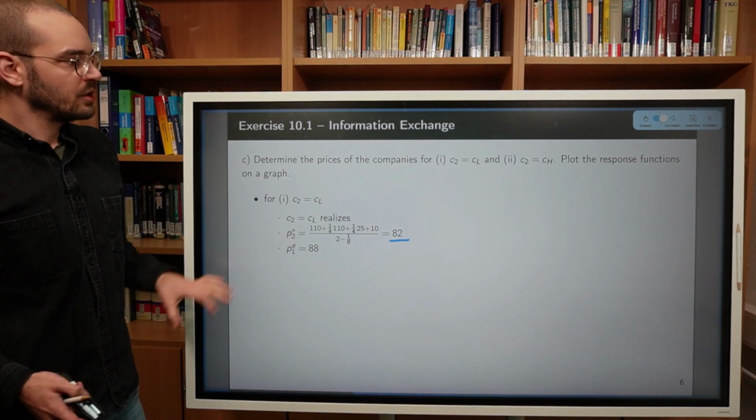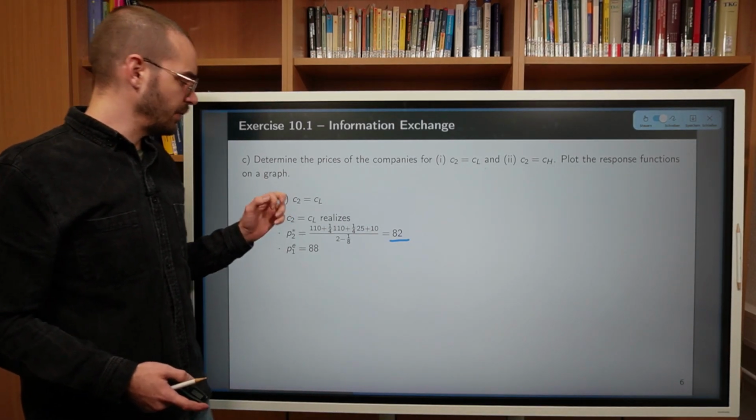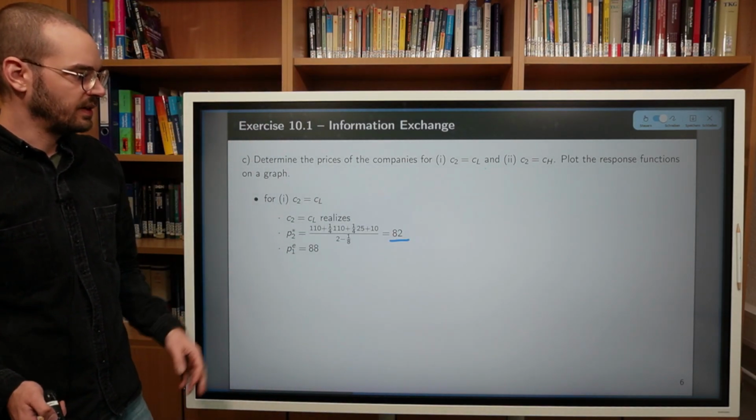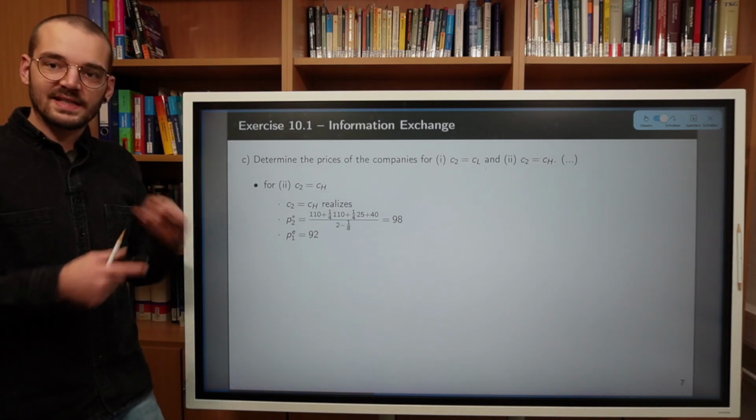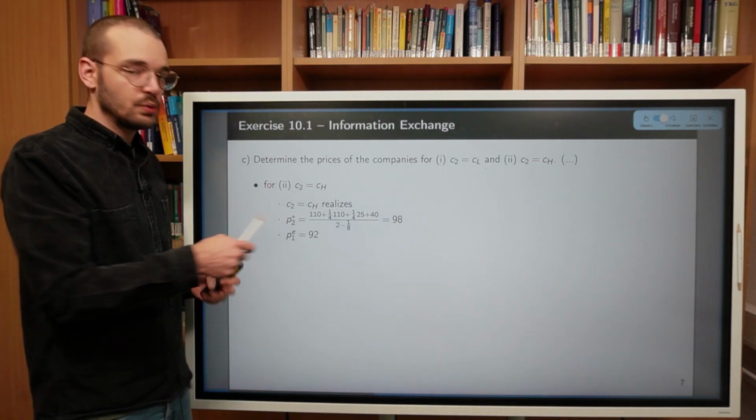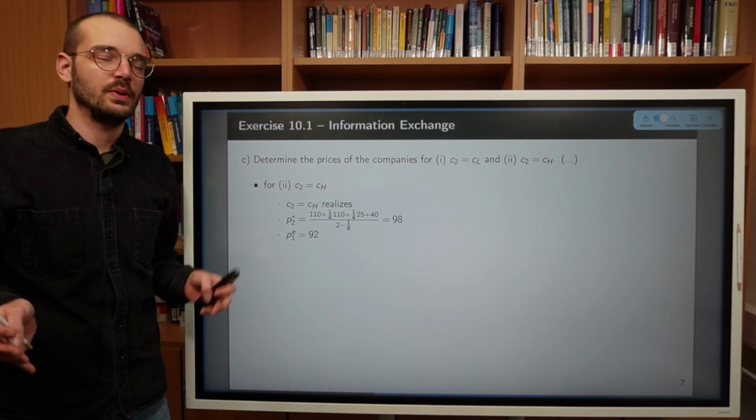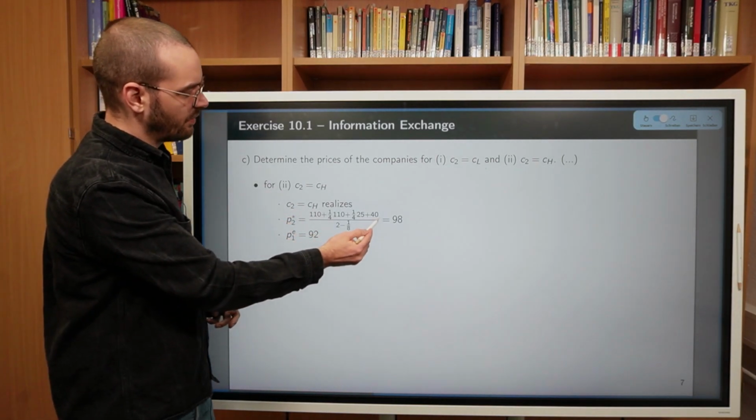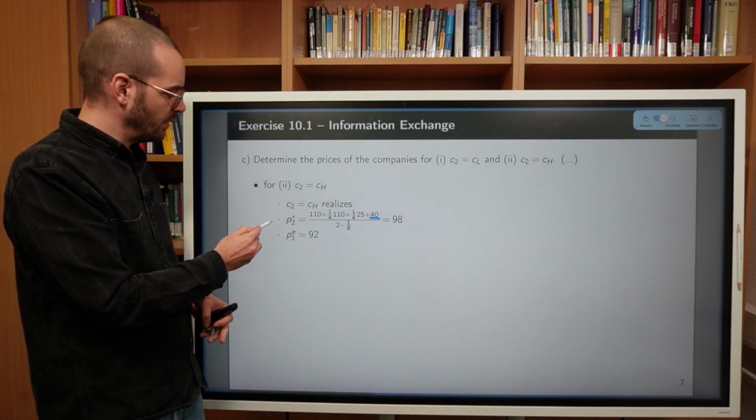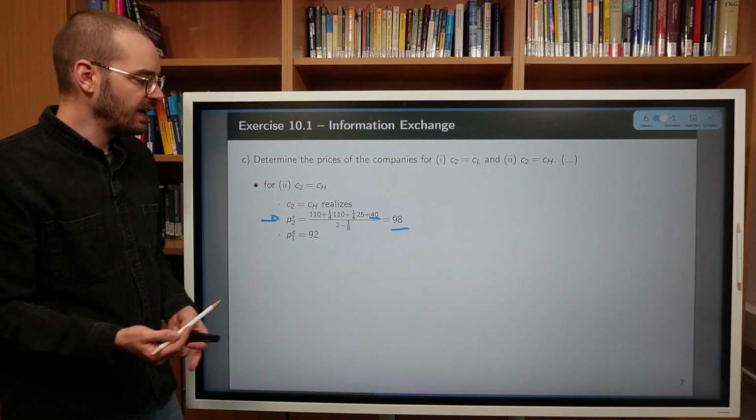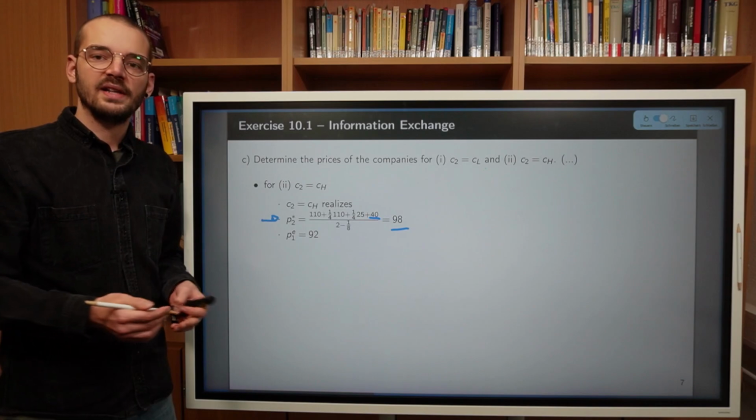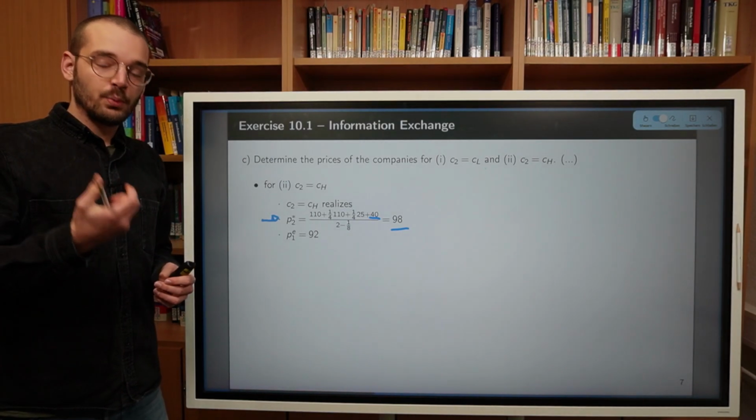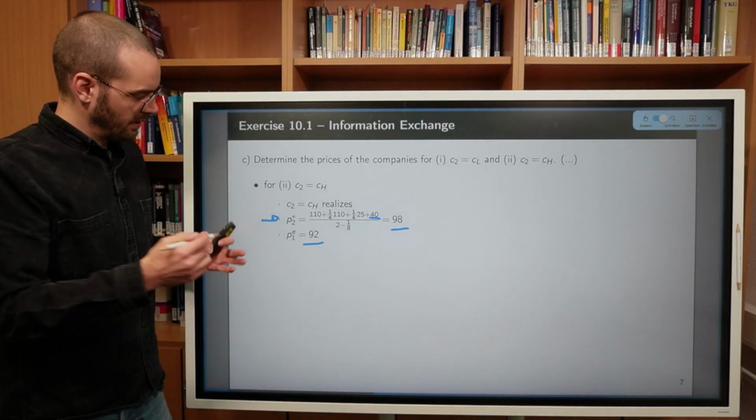Now towards the second version of this world, where firm 2's marginal costs take a value of CH, so 40. We do the exact same thing, of course. We simply plug into our equilibrium results from the previous slides. We now plug in C2 equals 40, and then we know that the equilibrium price of firm 2 equals 98. And for this equilibrium price of 98 for firm 2, the again expected equilibrium price of firm 1 would be 92.